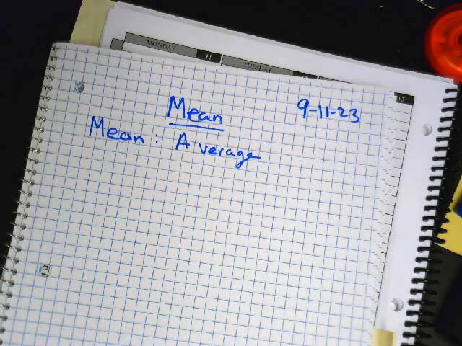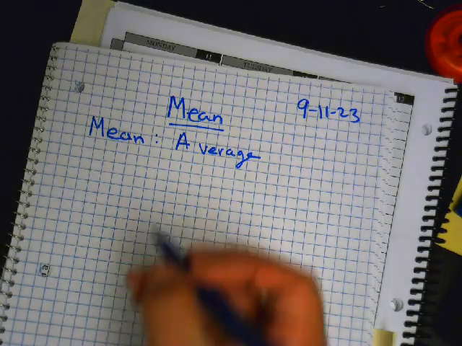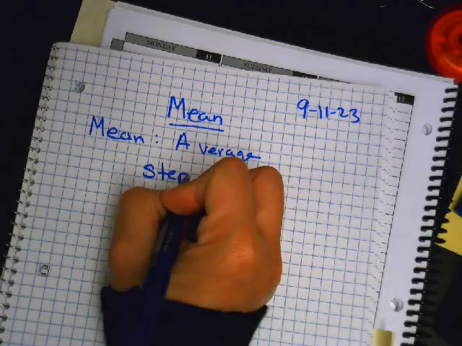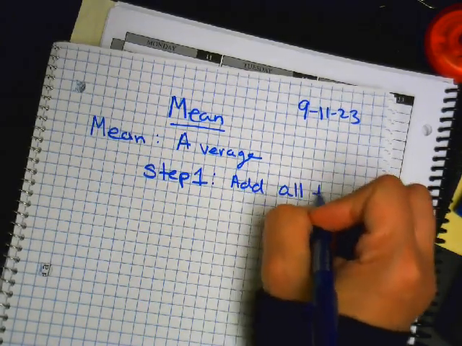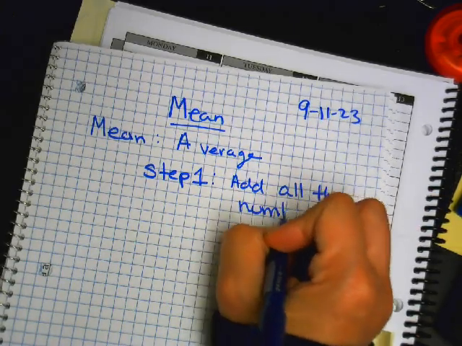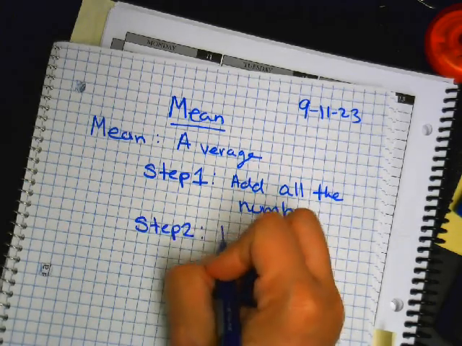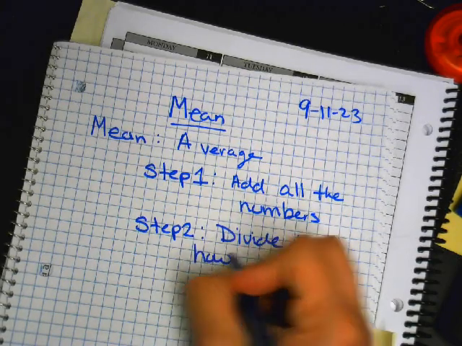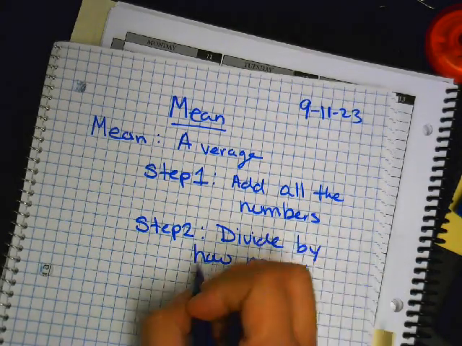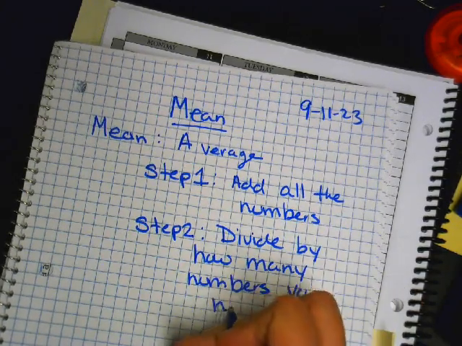How do I find the mean or average? You add them all and then divide by how many numbers there are. Good. Very good. Step 1: add all the numbers. Step 2: divide by how many numbers you have.